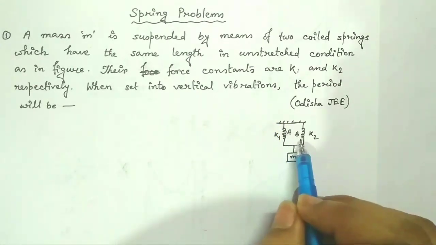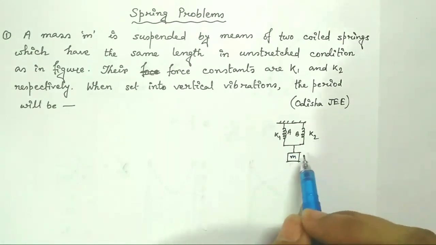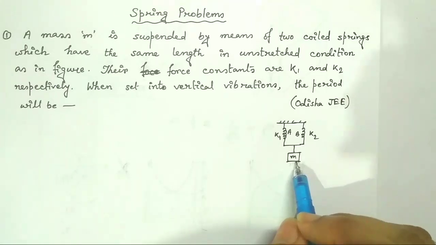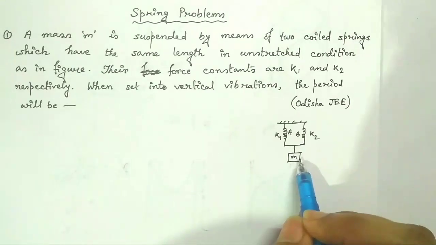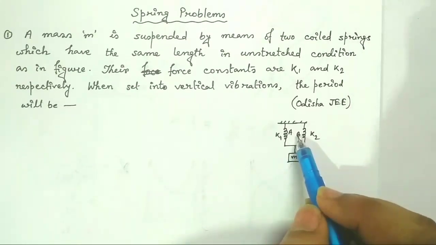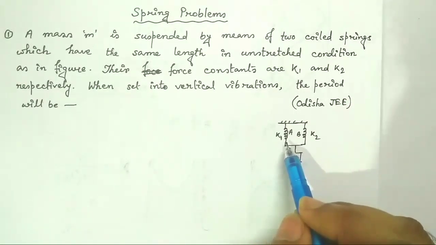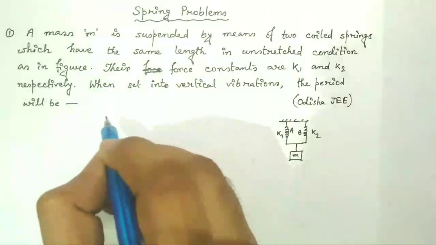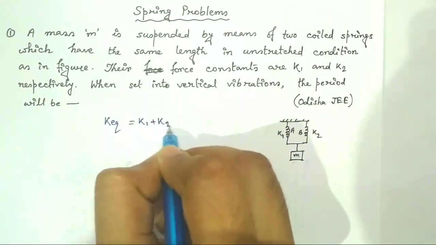Now, these are my two springs A and B of spring constant or force constant K1 and K2. A mass M is hung from them. This is a very easy question. We will gradually increase the level of the questions. Now, as we see that the springs A and B are in parallel combination, and we know for parallel combination of K1 and K2, the equivalent spring constant will be K equivalent equal to K1 plus K2.